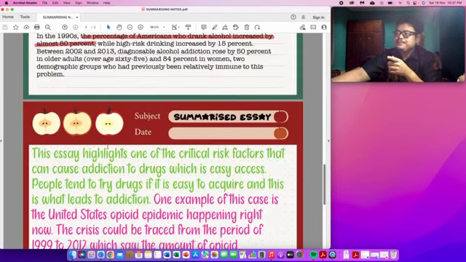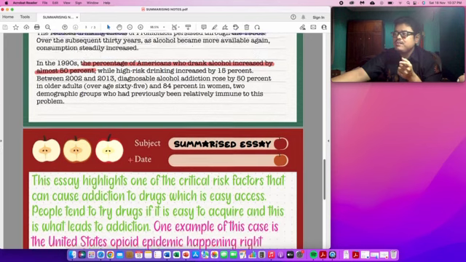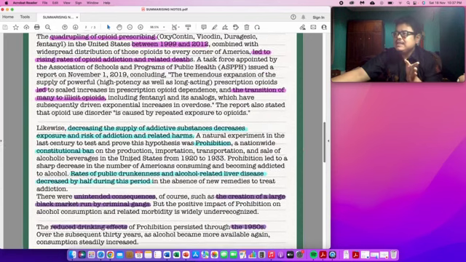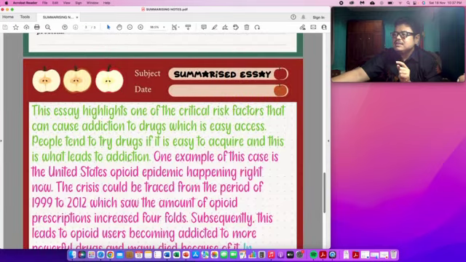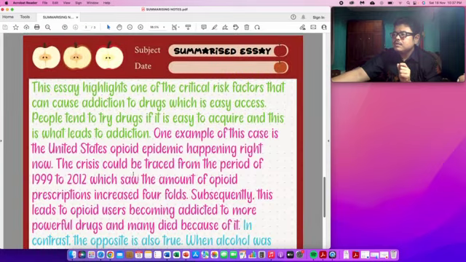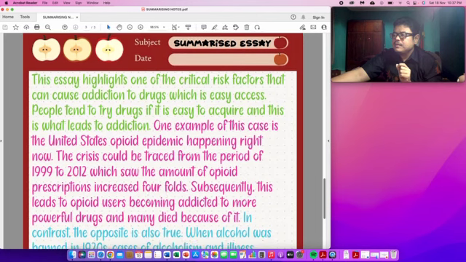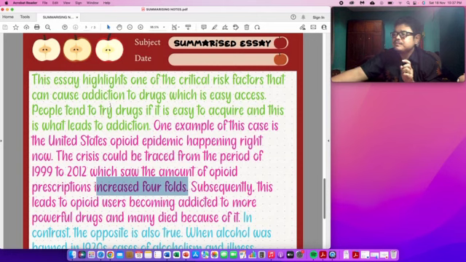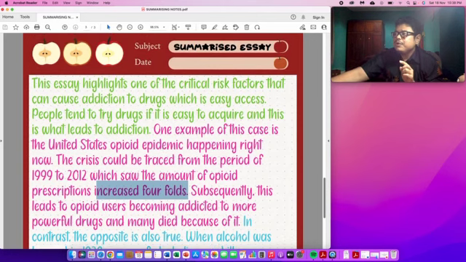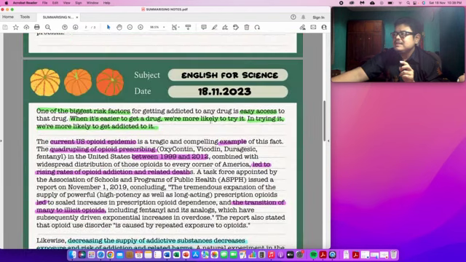You can also see how I do paraphrasing, how I change some of the wording. For example, quadrupling here, I change to increase fourfold. From quadruple to fourfold, which is the same thing. And there are also parts where you don't have to change anything. For example, easy access. It stays easy access.